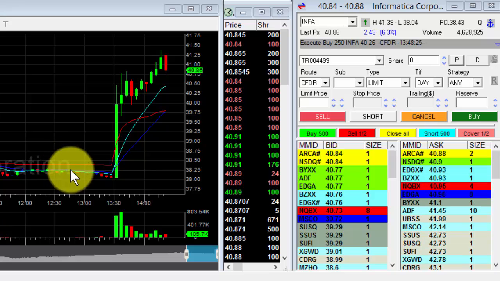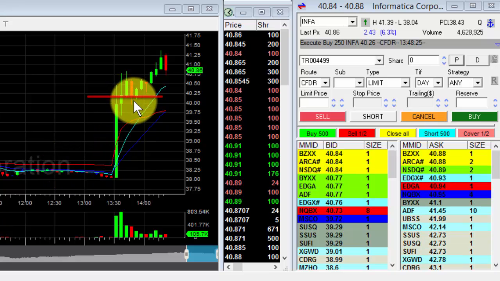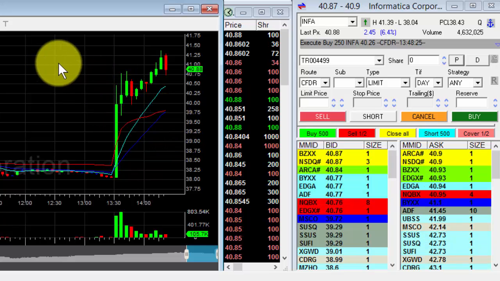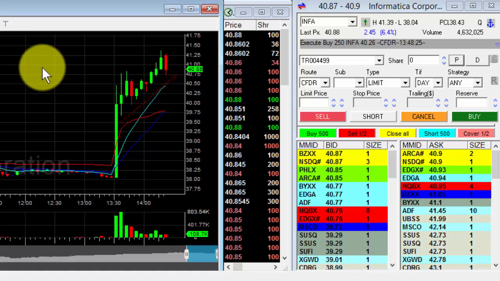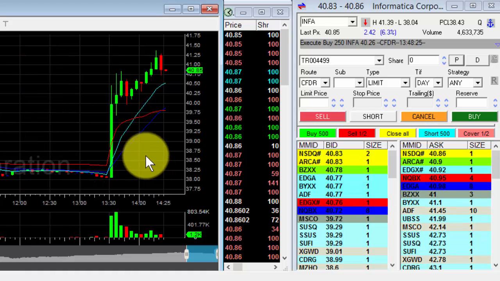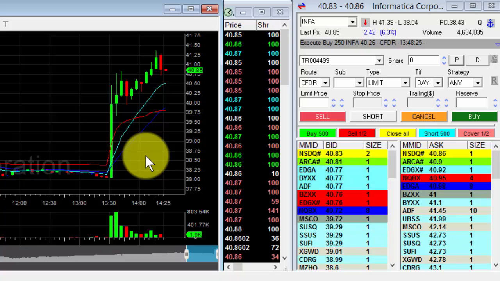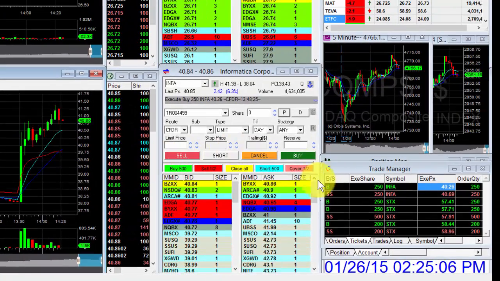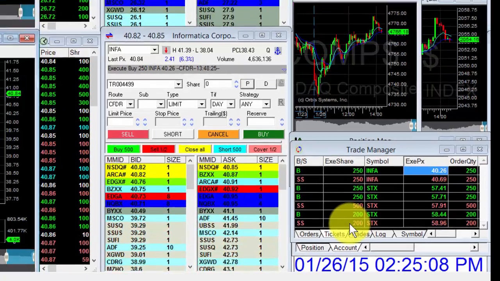Okay, this is a few minutes later. You can see that red candle in the line. That's where I covered my position. And you can see not just a couple minutes later, this thing ramped up all the way to 41.30. Okay, now that's why these types of trades are dangerous. They can go against you pretty quickly, so you have to be prepared to move out of the trade fast.